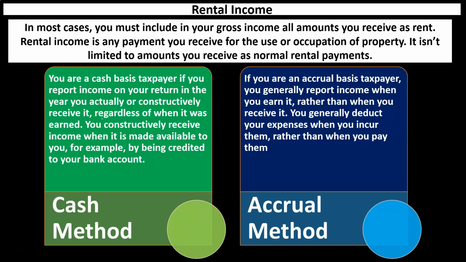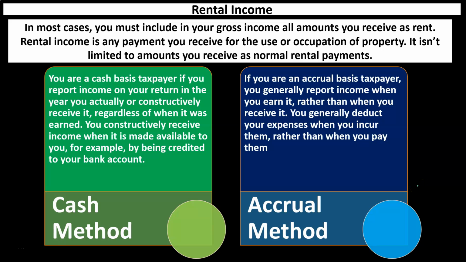So then we have the accrual method. If you are an accrual method taxpayer, you generally report income when you earn it rather than when you receive it. You generally deduct your expenses when you incur them rather than when you pay them. So on the accrual method, basically then we would be reporting income when we earned it. So if we got a prepayment, for example, then we wouldn't record it until the rental property was used for rental before we would record it at that point.